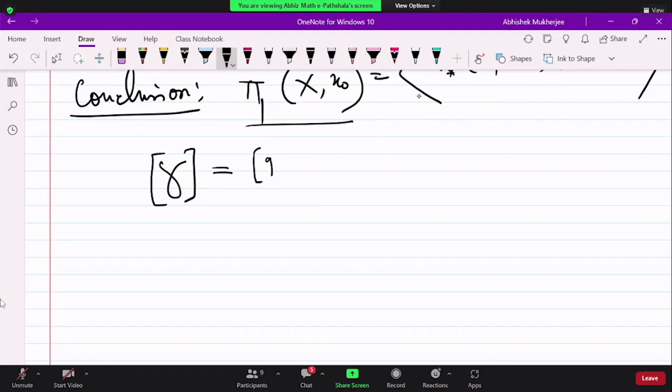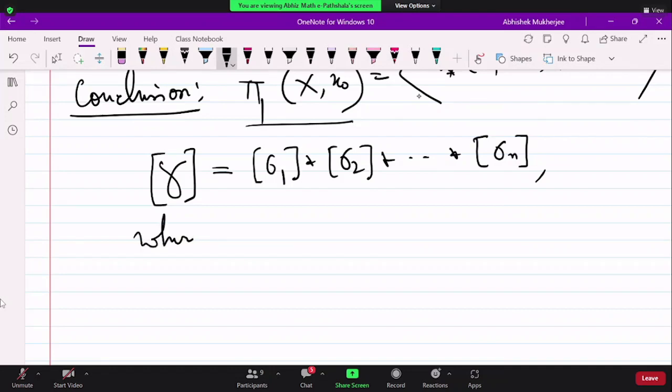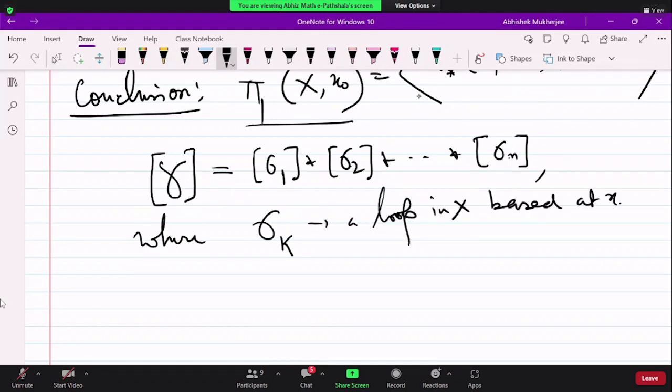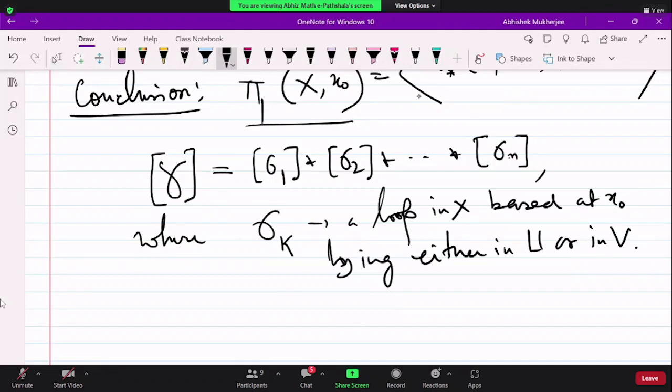So that means it is sigma 1 star sigma 2 star, up to sigma n, where sigma 1, sigma 2, up to sigma n can be constructed in such a way that each of these sigma k is a loop in X based at x naught, lying either in U or in V. Okay, great.